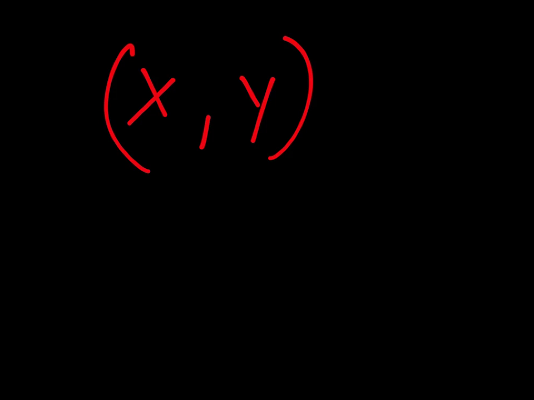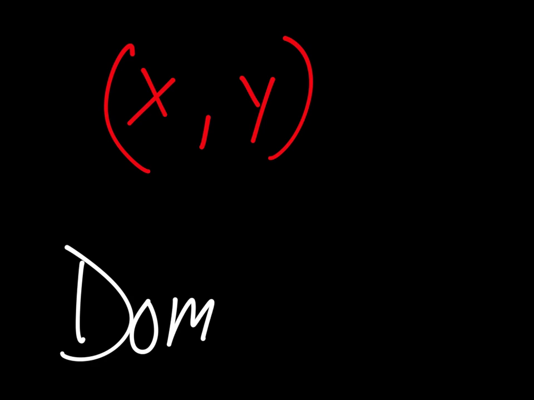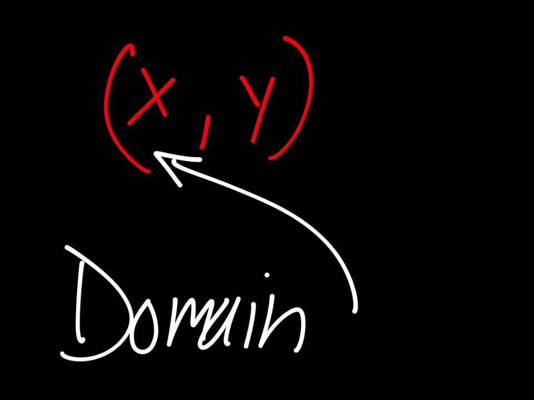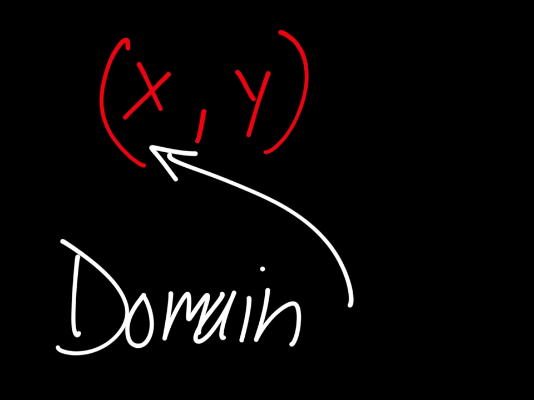A relation is a set of ordered pairs, the X and the Y. As I explained earlier, the X, comma, Y, this is the relation. This is a relation, okay? Gotcha. So, next, we have a domain. A domain is a fancy word for X, okay? That's all it is. The domain is talking about the X side, okay?